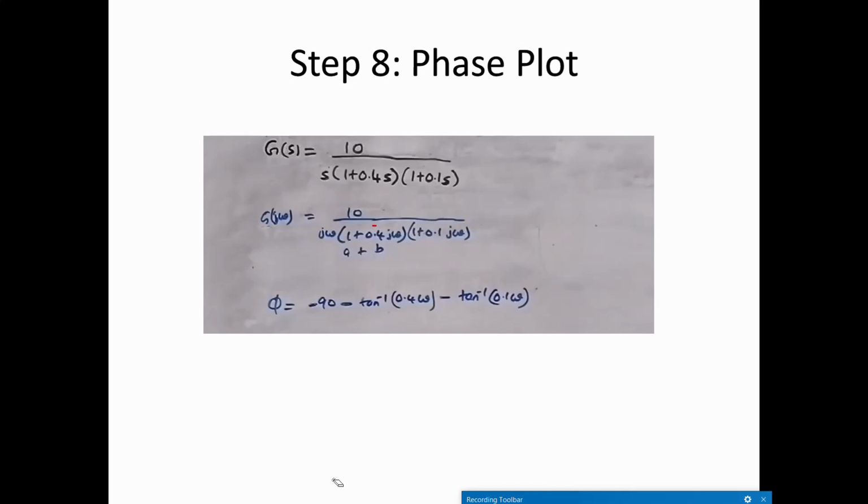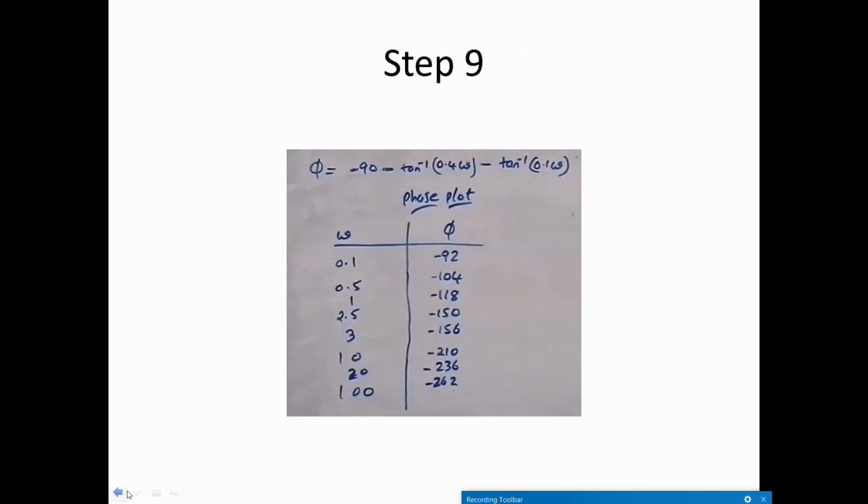After this we need to plot it. So we need to make a table which consists of omega and phi. If I keep on varying omega from 0.1 to 100, I will be getting different values of phi. So this has to be plotted on the Bode plot.